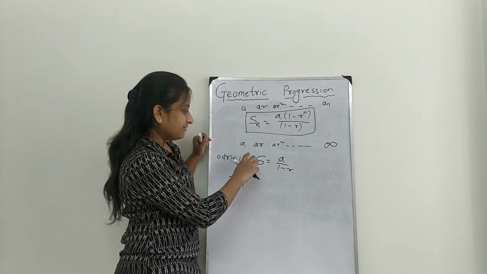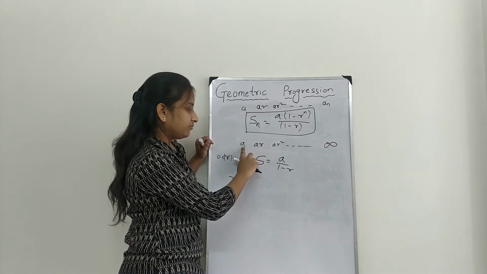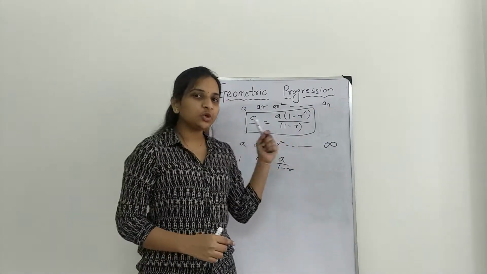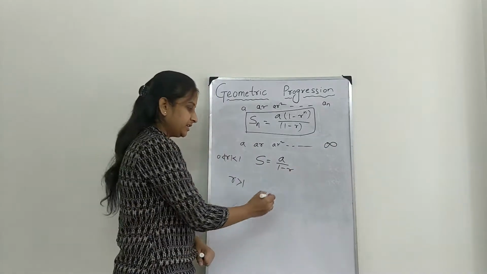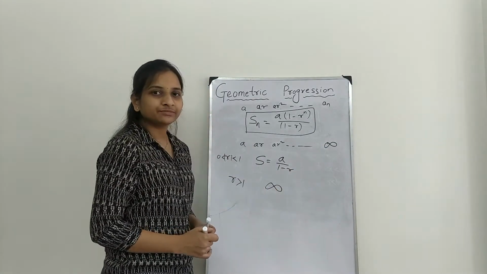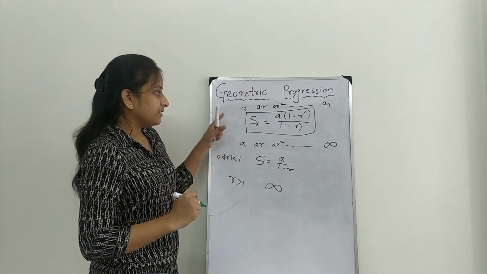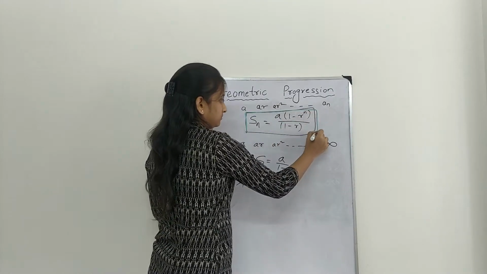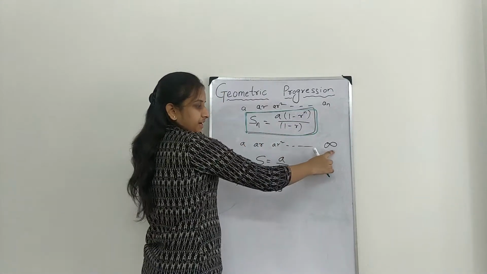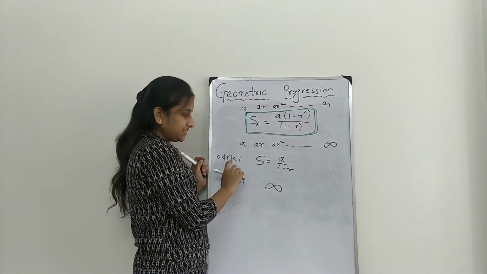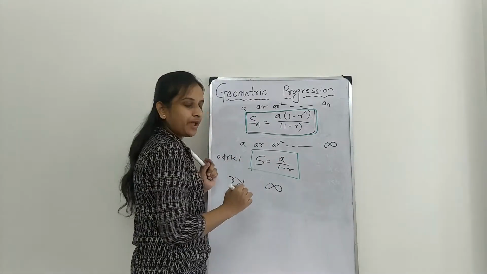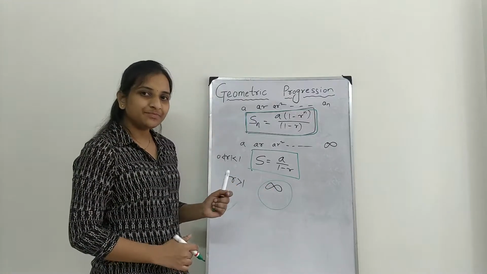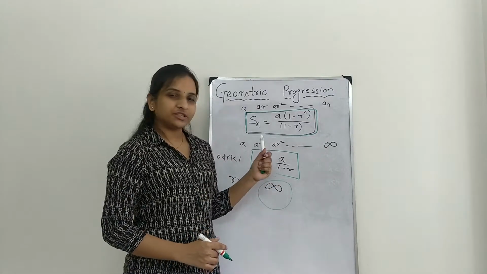So if R is greater than 1, you can see if A is positive, it's increasing. The last term will be infinity. So the sum of the infinite terms will be infinity simply. So there are two cases only. For n terms of GP, this is the sum formula. For infinite GP, if R is less than 1, the sum is A upon 1 minus R. And if R is greater than 1, it's infinity. Simple, right? Let's look at one question based on this.